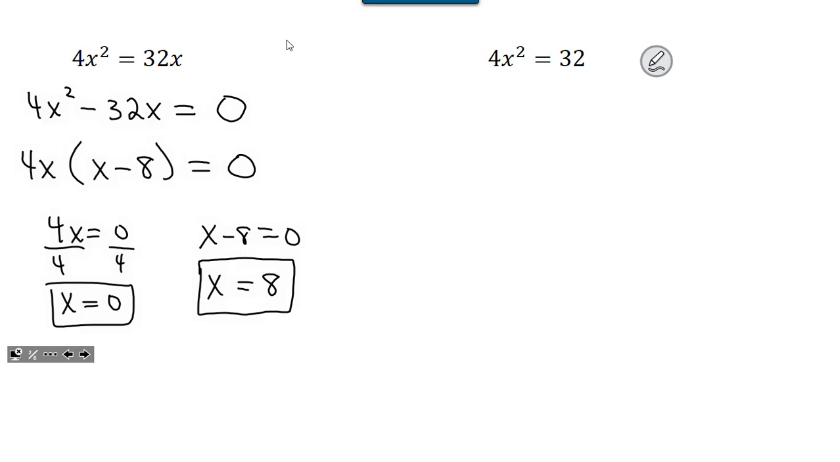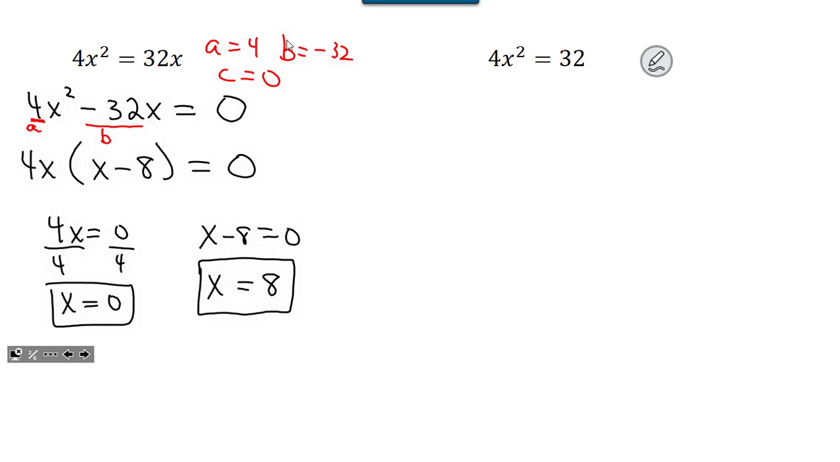Now, if you had not seen that you could have taken out that GCF, then you would have had to use the quadratic formula, and your A would have been 4, your B would have been negative 32, and then there is no constant term, so my C would have been 0. So if I was going to use the quadratic formula, A was 4, B was negative 32, and C was 0, and you could have gone through and used your quadratic formula and gotten those same two solutions once you simplified it.